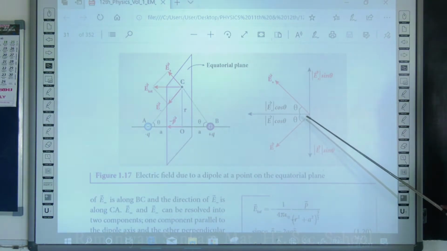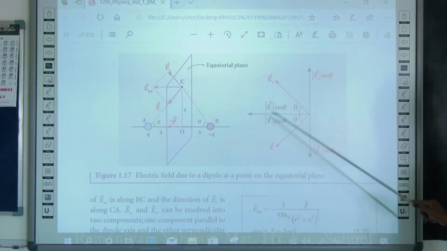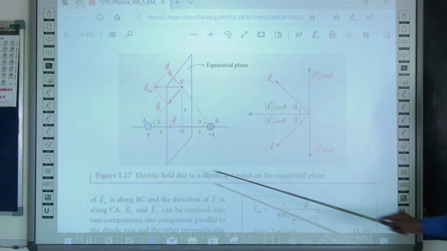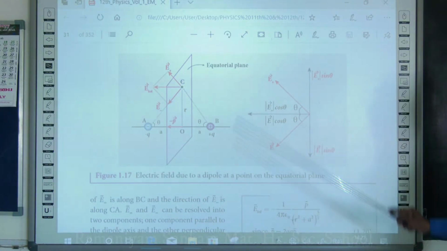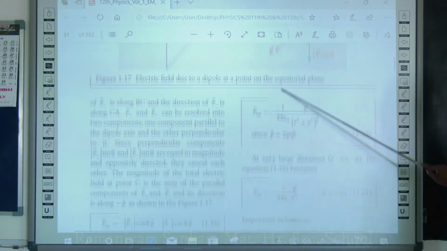I already told you in 11th standard, where the theta is contained, that is cos theta. So E plus cos theta, E minus cos theta, but the perpendicular components are E plus sin theta and E minus sin theta. That you should remember. So first you should draw this diagram, then explain. Okay, now we go to the next part.